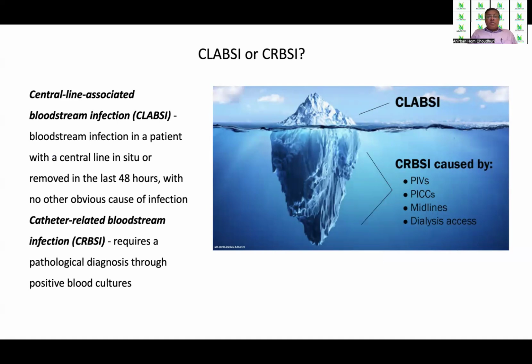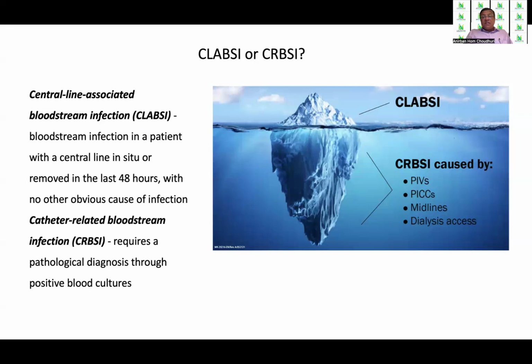There is a subtle difference between CLABSI, which is central line associated bloodstream infection, and CRBSI, which is catheter-related bloodstream infection. Catheter-related bloodstream infection requires a pathological diagnosis through positive blood cultures, whereas central line associated bloodstream infection is a bloodstream infection in a patient with a central line in situ or removed in the last 48 hours with no other obvious cause of infection, which means a positive blood culture is not mandatory. Since positive blood culture is very difficult to obtain at times, CRBSI causes a huge burden, and CLABSI is only the tip of the iceberg.